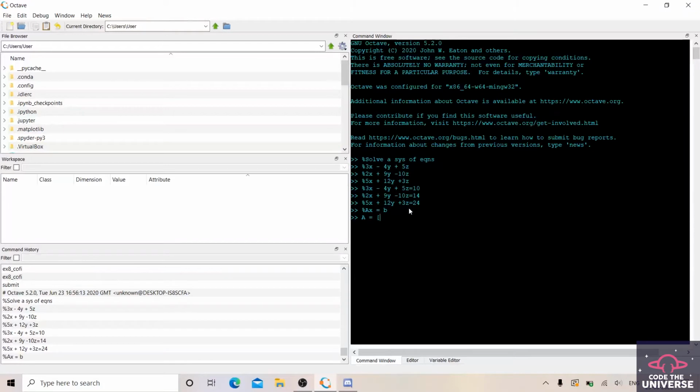So the first row is 3, minus 4, 5. So 3 space minus 4 space 5. When I have to move to the next row, I'm just going to put a semicolon here, all right? And then I'm going to type out the next row, 2 space 9 space minus 10. Also, when you're typing the elements in a certain row, you can either use spaces like I have, or you can even use commas there. MATLAB and Octave both interpret those as the same. So, not much of a cause for worry there.